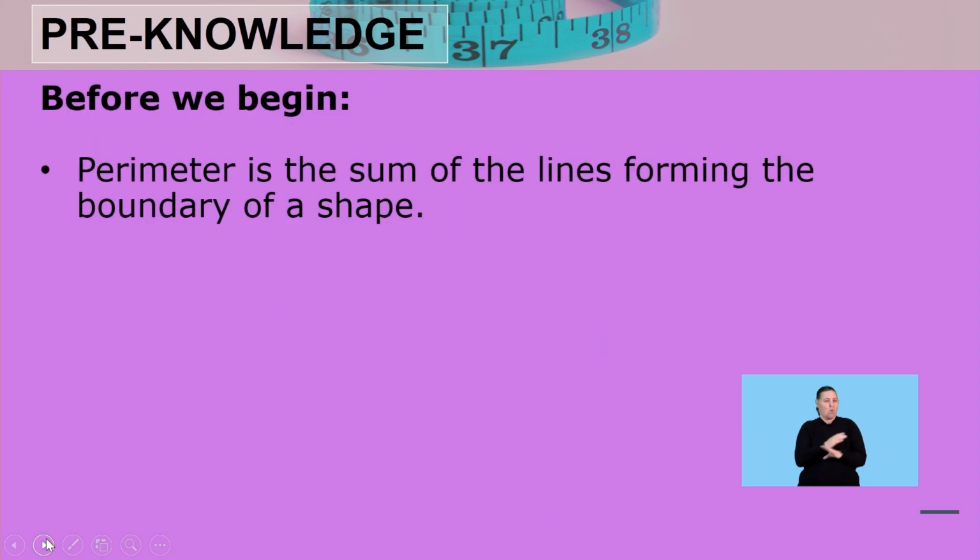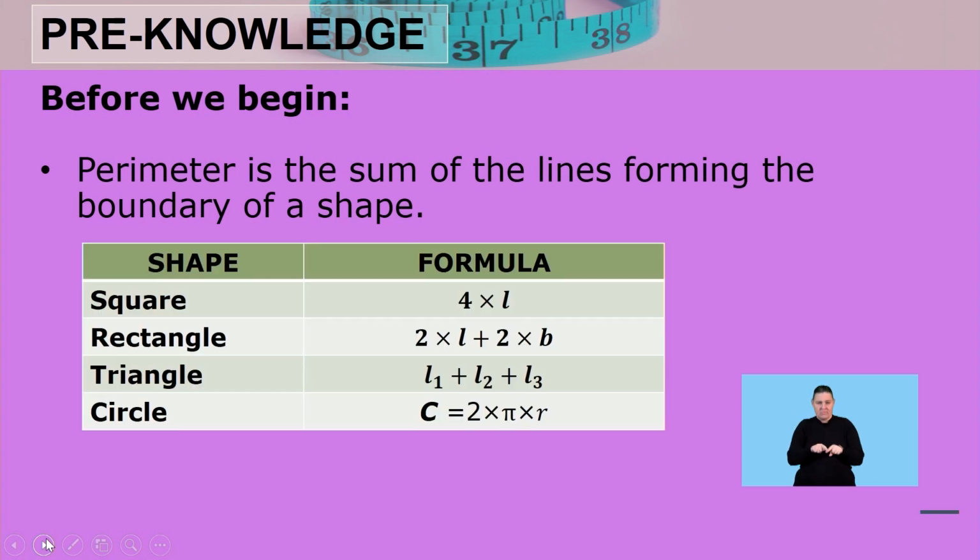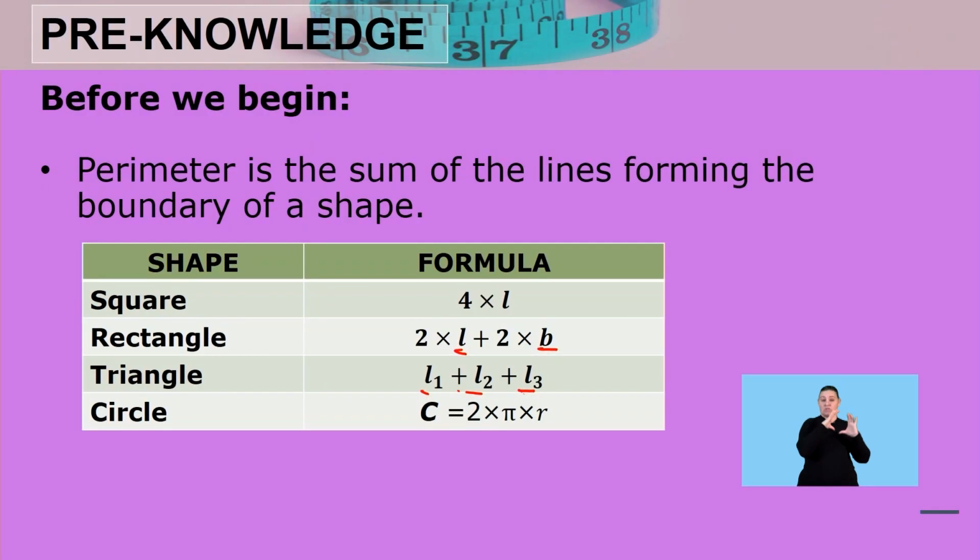Before we begin, perimeter is the sum of the lines forming the boundary of a shape, the edges of a shape. So, looking at that, we speak of the following formulas. The square has 4 times length, the rectangle 2 times length plus 2 times breadth, because the opposite sides are equal. The triangle has 3 sides, so we add up all 3 sides. And lastly, the circle, the circumference is 2 times pi, remember, 3,142, times the radius, not the diameter.